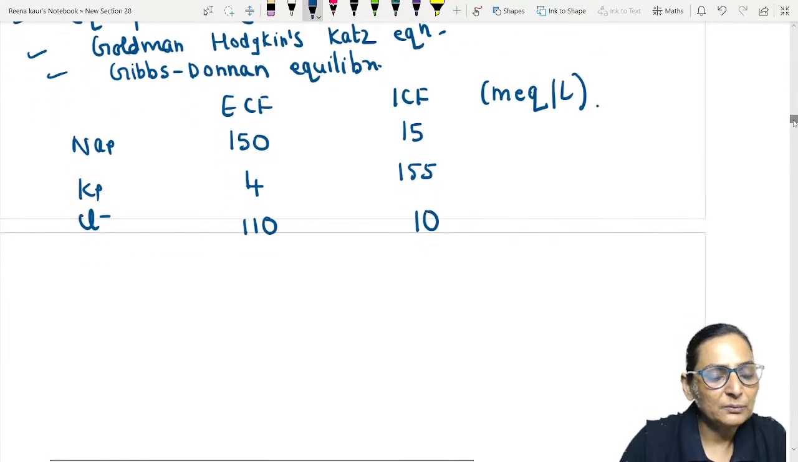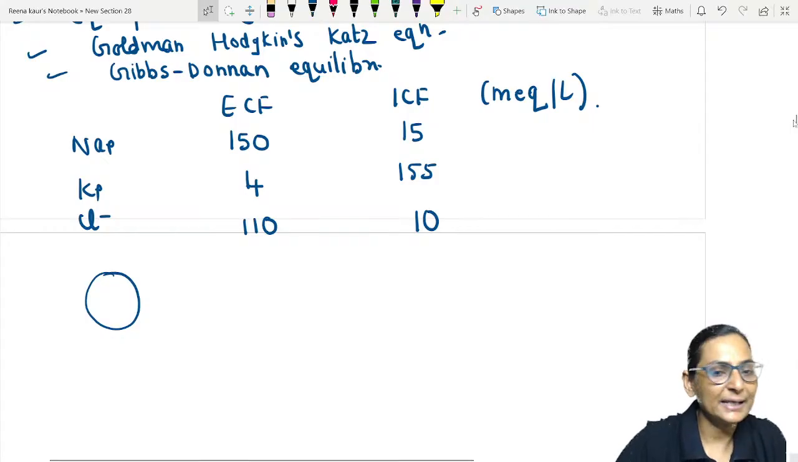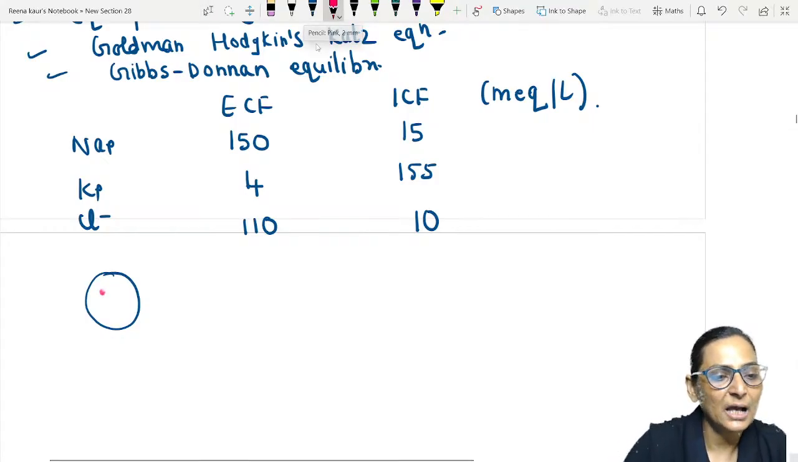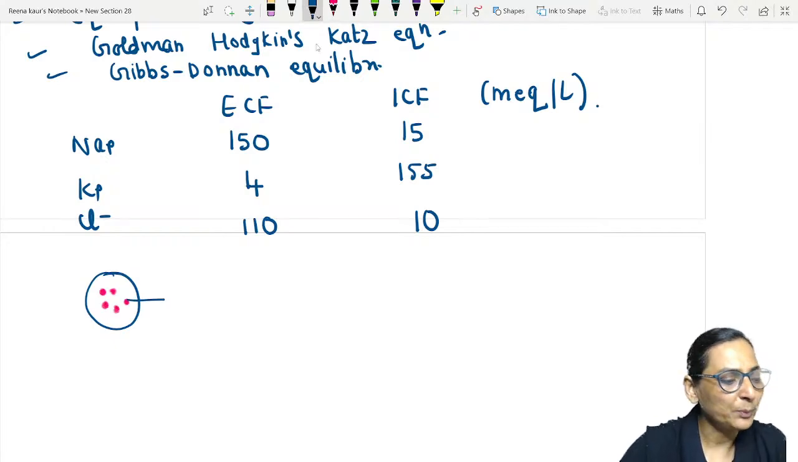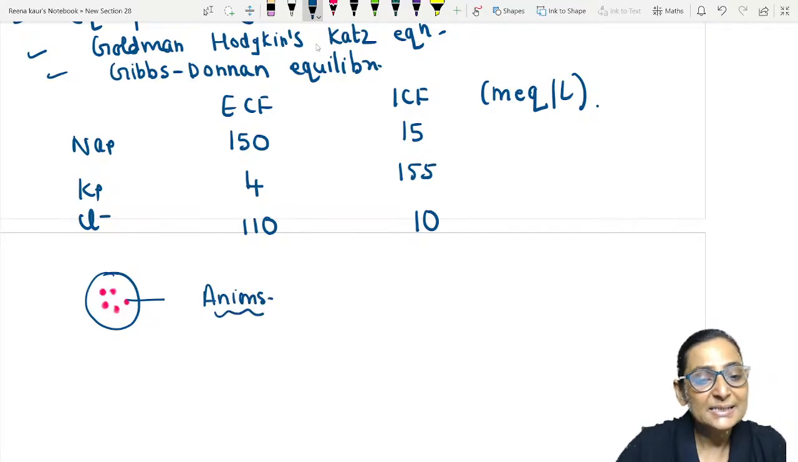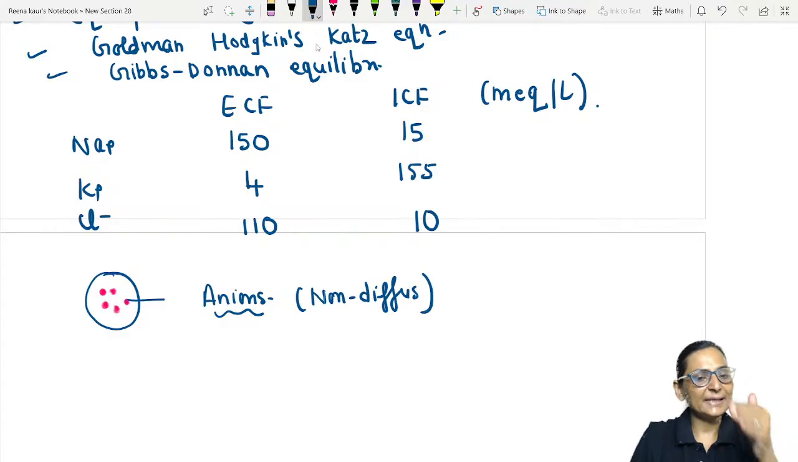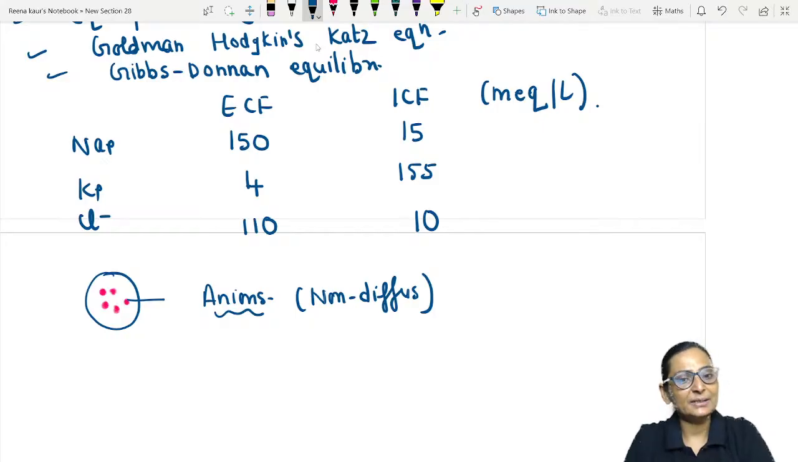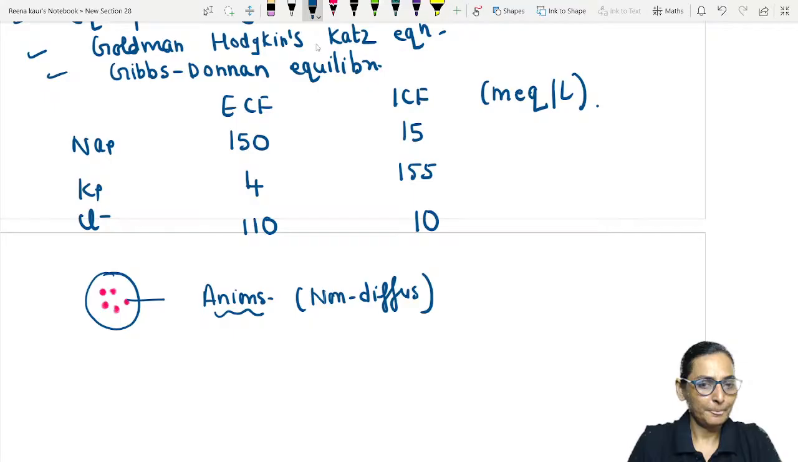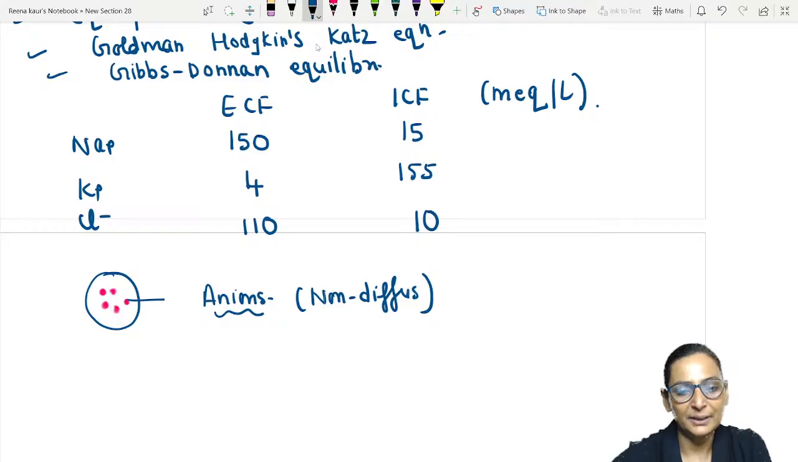Now, we have seen that there is a cell, and inside the cells there are proteins. We know that the proteins are anions, that means they carry negative charge. Second, they are non-diffusible, that means once they are inside, they cannot go outside. So this contributes to a persistent negativity inside the cell membrane.